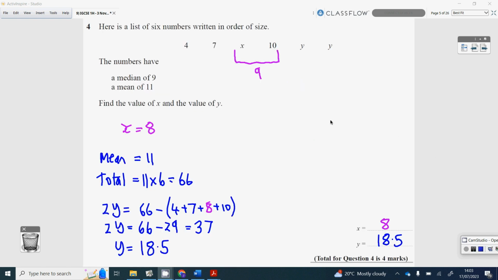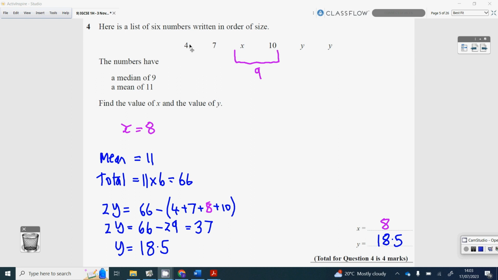Question 4. Now we're told the median is 9, so the middle value is 9. Now as we've got an even number of numbers, so we've got 6 numbers, the average of these middle two, the midpoint of these middle two, has to be the median of 9. So what must x be such that 9 is halfway between x and 10? So x has got to be 8. Okay, the median, the halfway between 8 and 10 is 9.